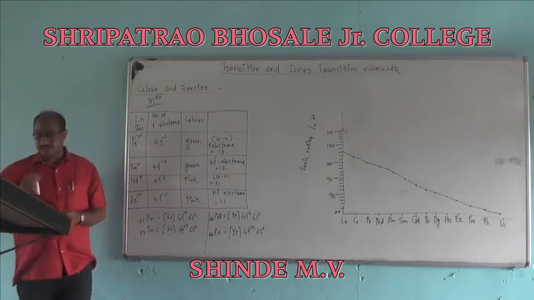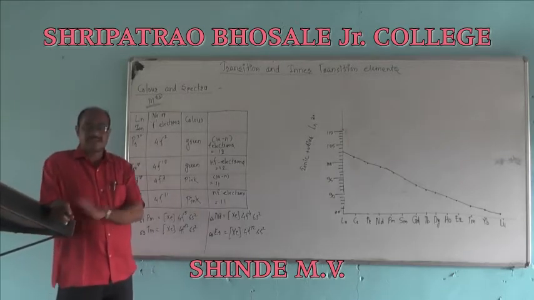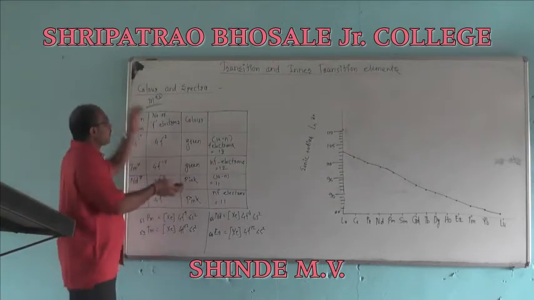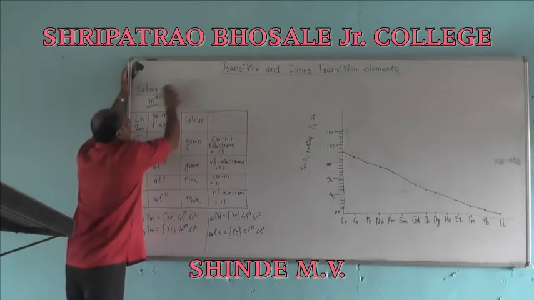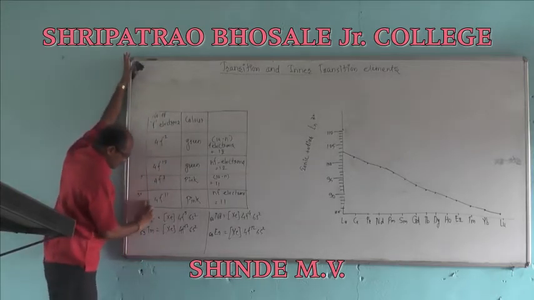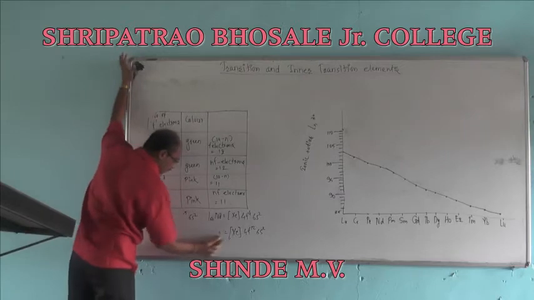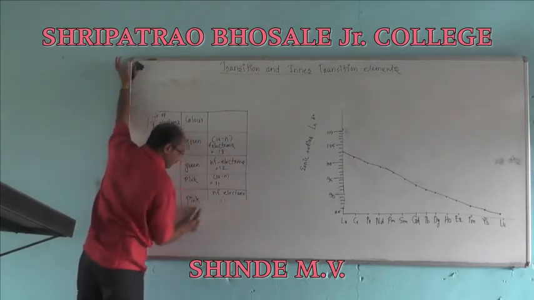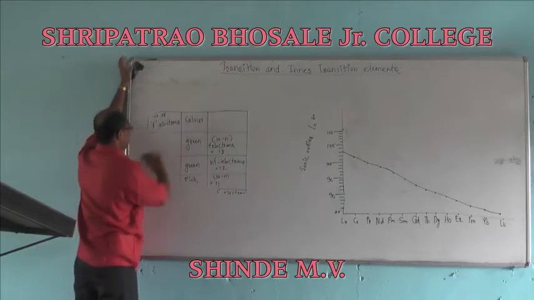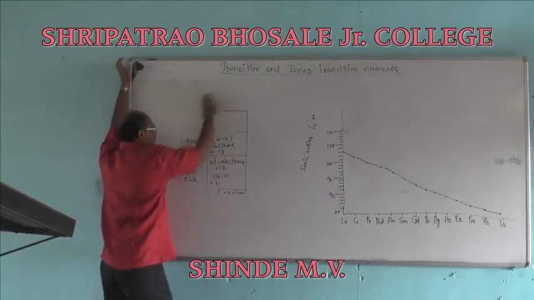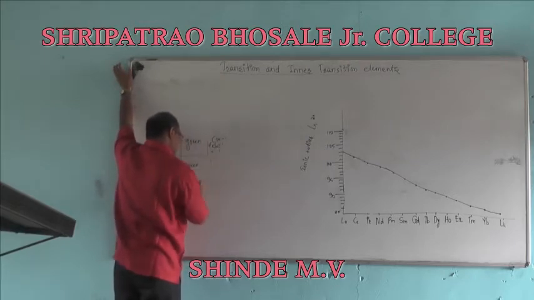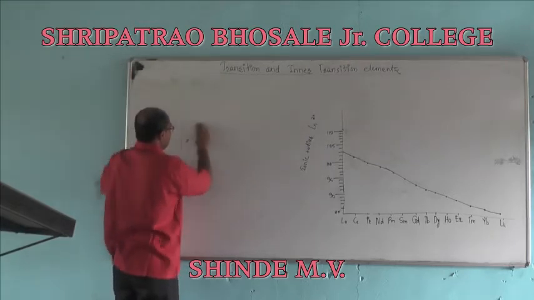Now the next topic is the atomic and ionic radii and the lanthanoid contraction. As we all know the definition, atomic radius is the distance between the nucleus and the outermost electron present in an atom. And ionic radius is the distance between the nucleus and the outermost electron, the electron present in the outermost subshell of an ion.